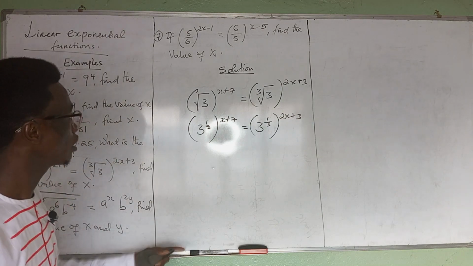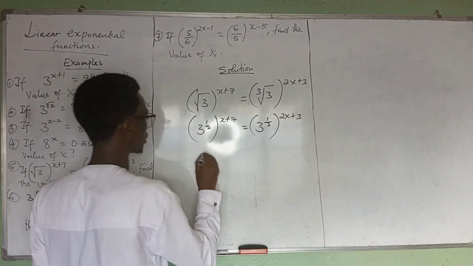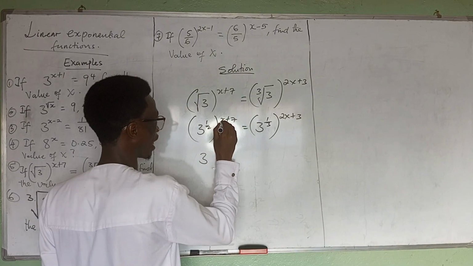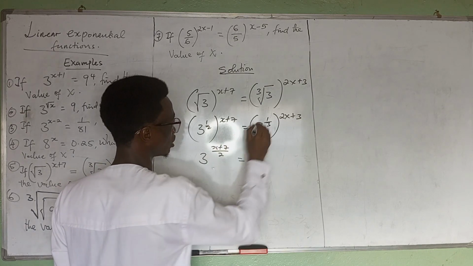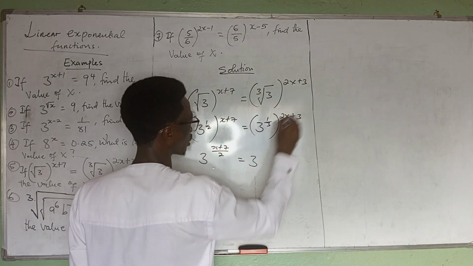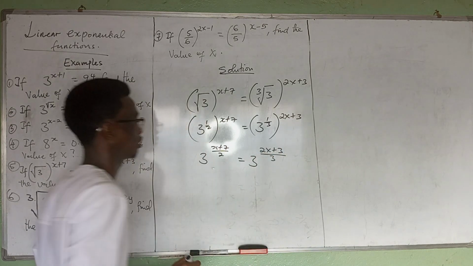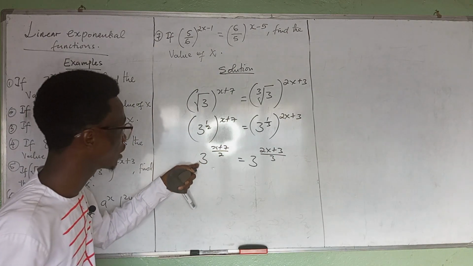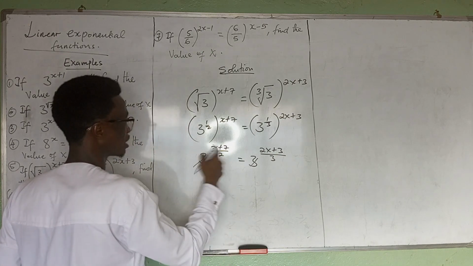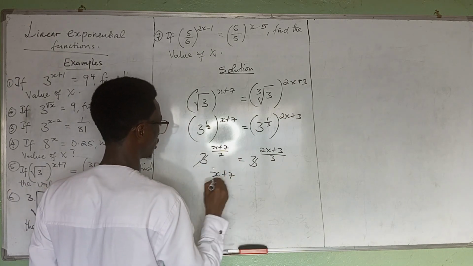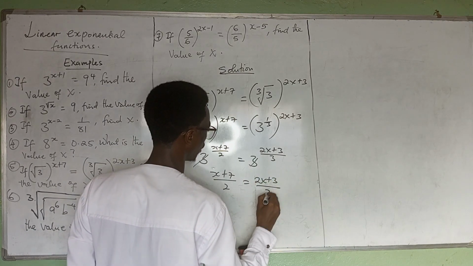Now, you know when a power is raised to another power, you multiply them. So this becomes 3 raised to the power 1 multiplied by x plus 7, divided by 2, equals 3 raised to the power 1 multiplied by 2x plus 3, divided by 3. Now you have 3 here and 3 here, so they cancel. Remember, these are powers. So this becomes x plus 7 divided by 2 equals 2x plus 3 divided by 3.